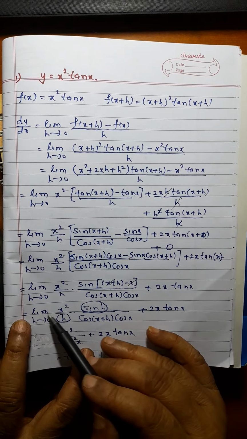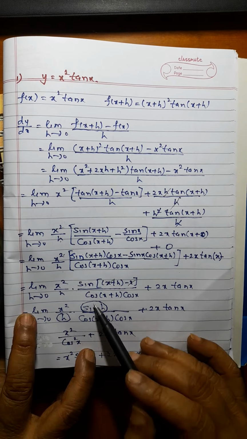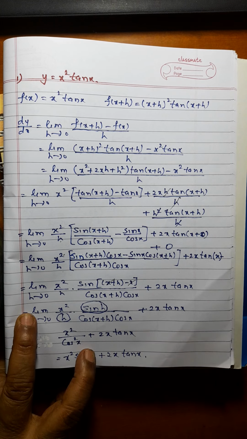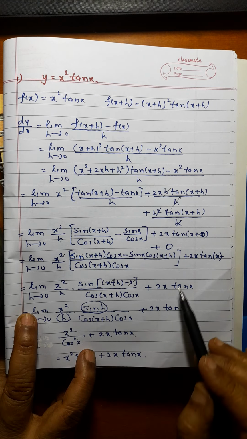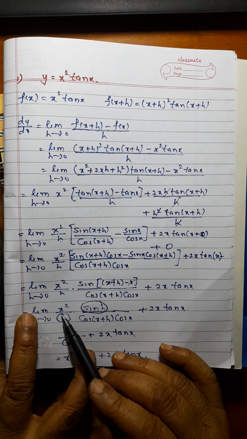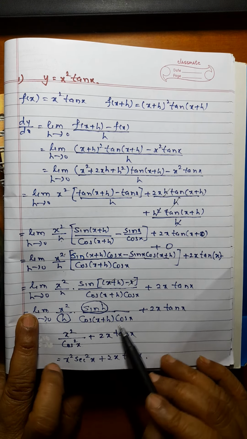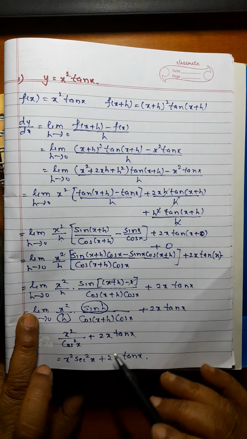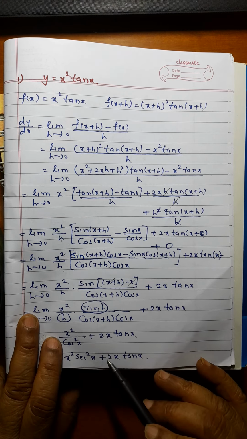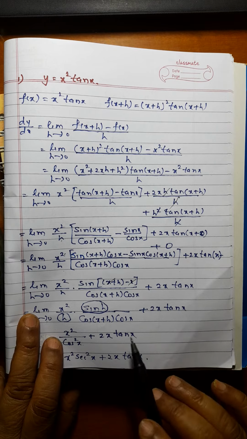X square upon h, still limit h tends to 0 is there. Sin h upon h is 1. And in the remaining terms you write this term as it is. In the remaining terms you write h equal to 0. So x square, and here cos x into cos x, cos square x, 2x tan x. So x square sec square x plus 2x tan x will be the answer for this.